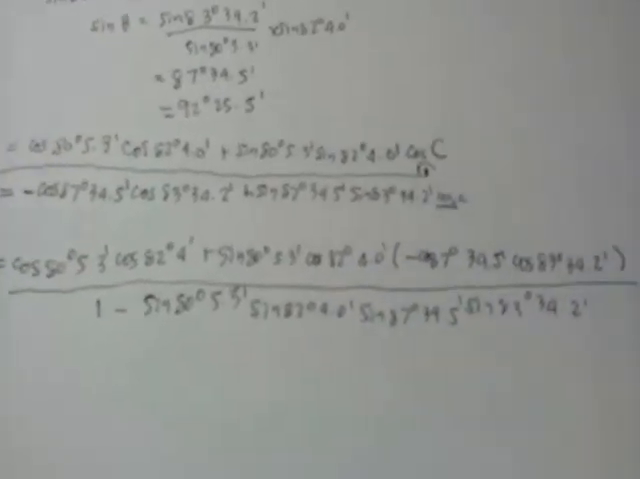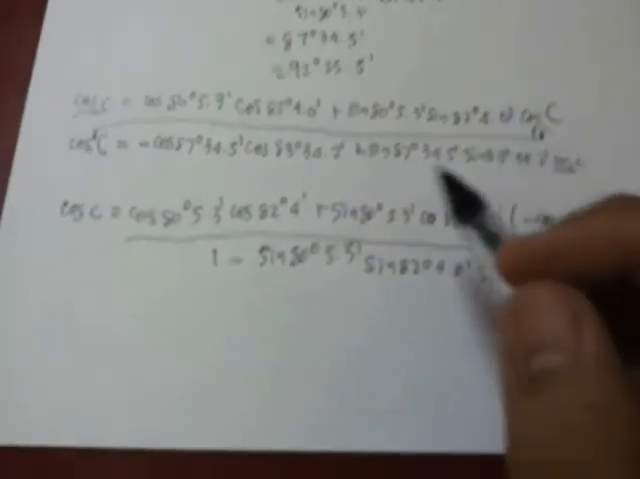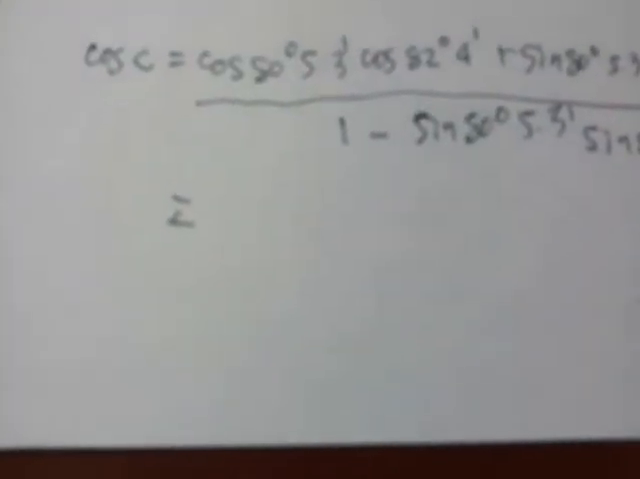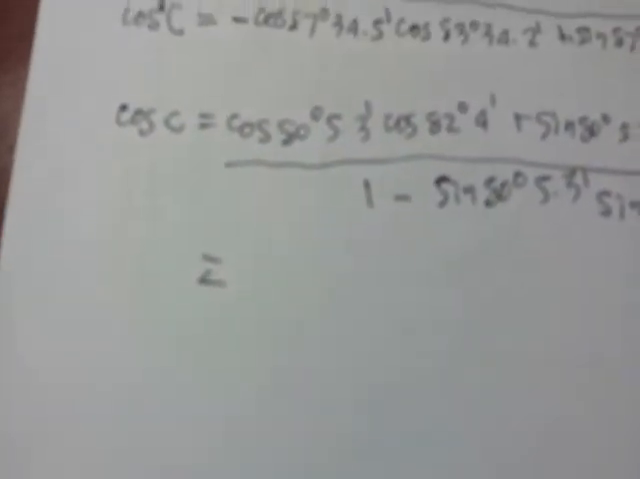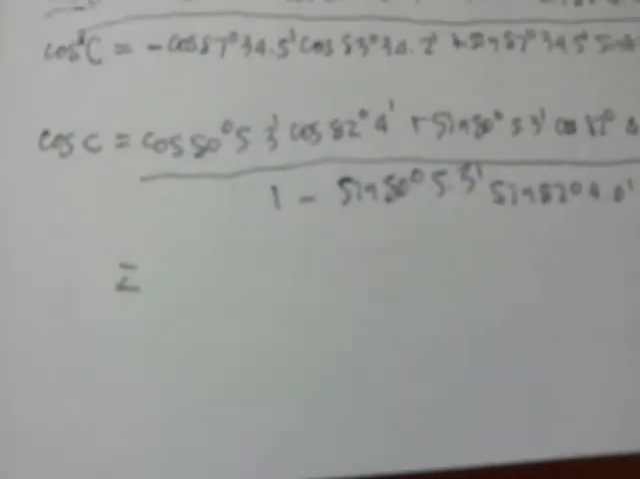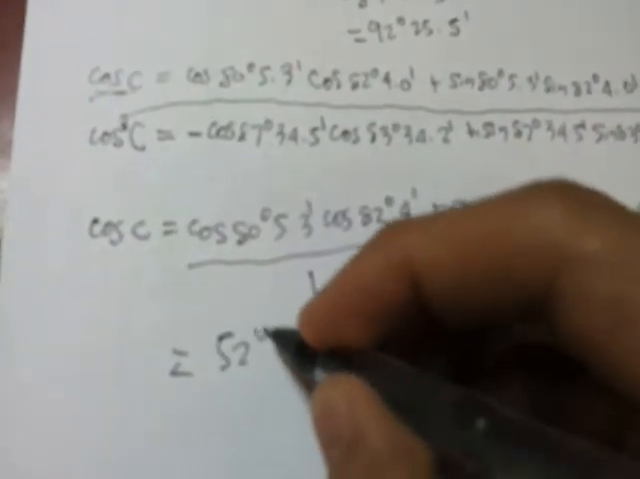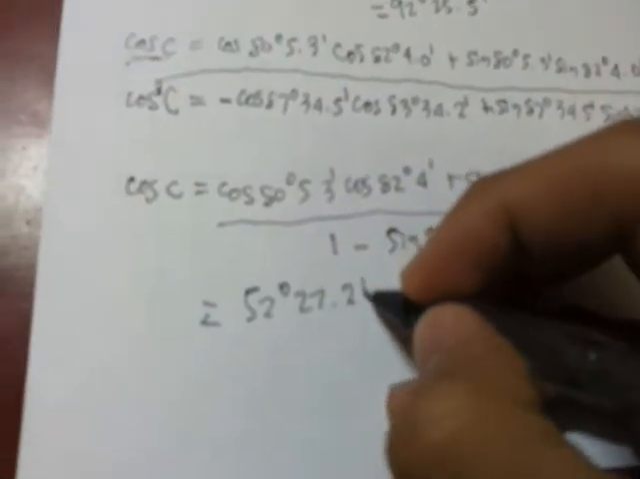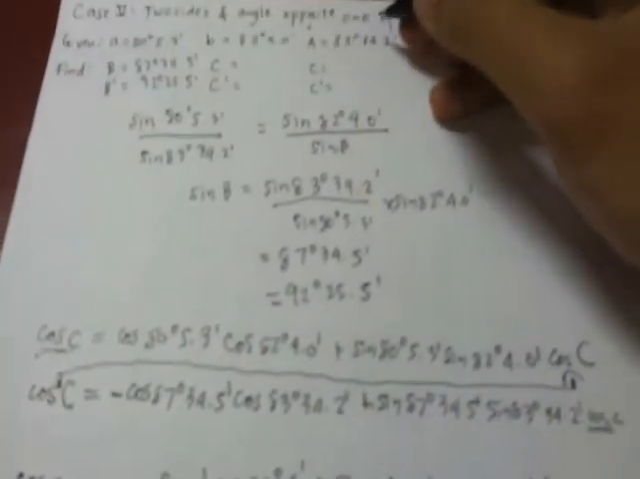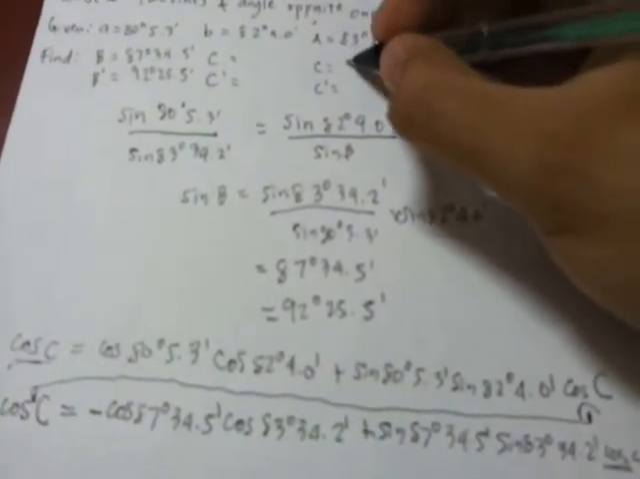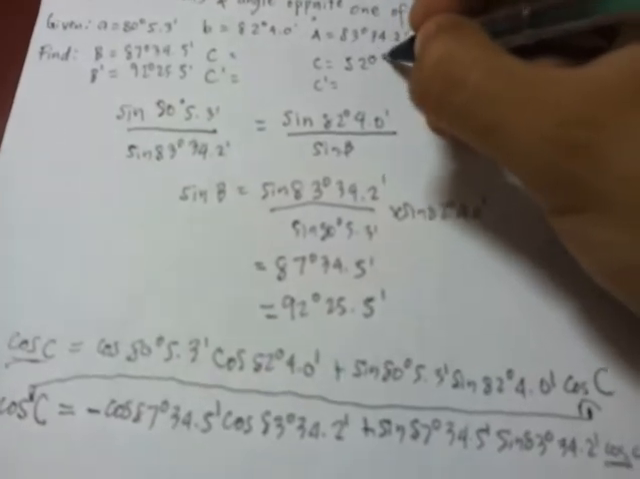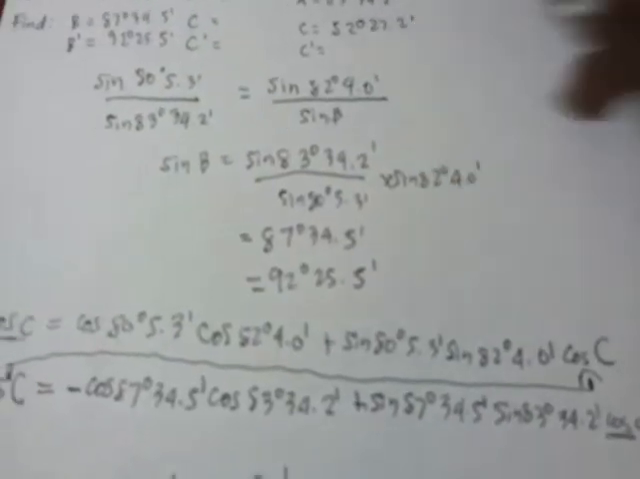So after you have input everything in your calculator, you now get the arccosine for you to obtain the small c, which is the side. Okay, so after operating, you will get this 7.2 minutes. So let's put it there. Okay, 52 degrees 27.2 minutes.